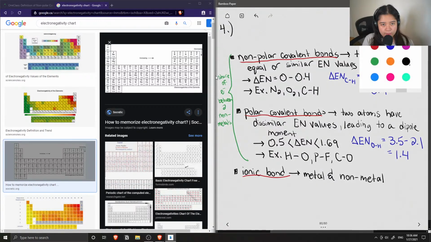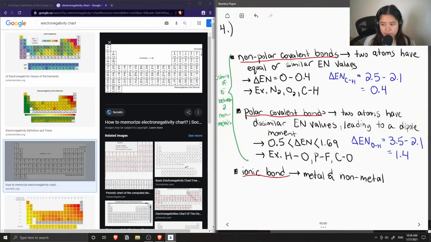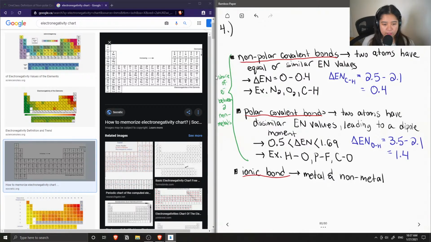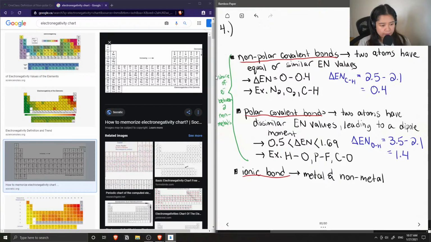So the minute you see that a metal is involved in the bonding, that's how you know you have an ionic bond. So even if you calculated its difference in electronegativity to be around 1.68, we know that it won't be polar covalent because it contains a metal. But typically, its difference in electronegativity is greater than 1.7.